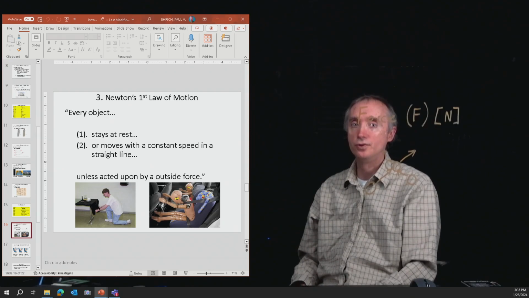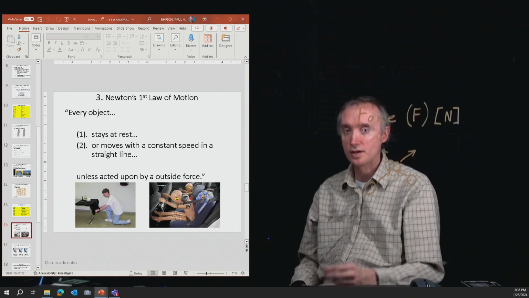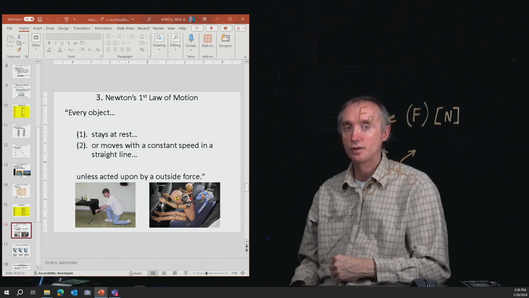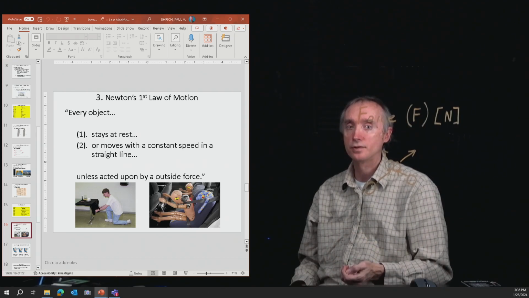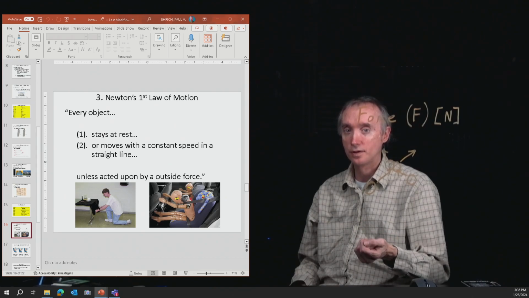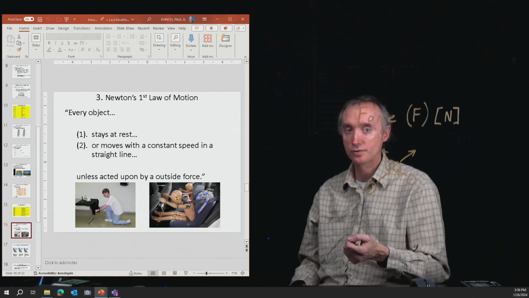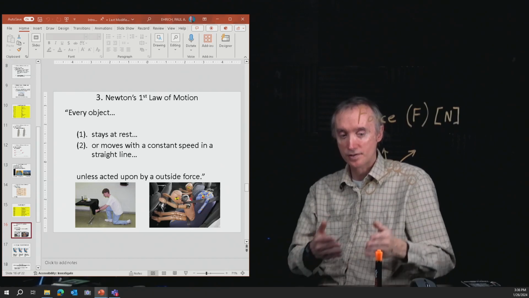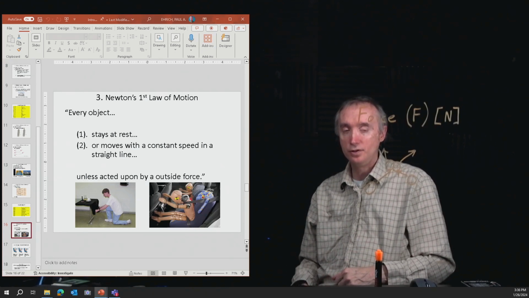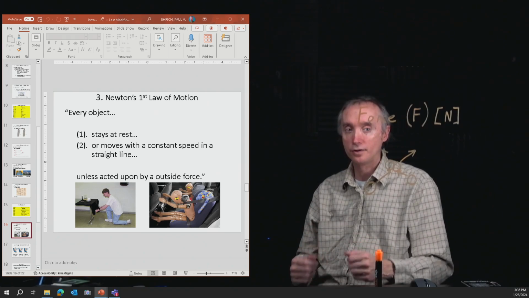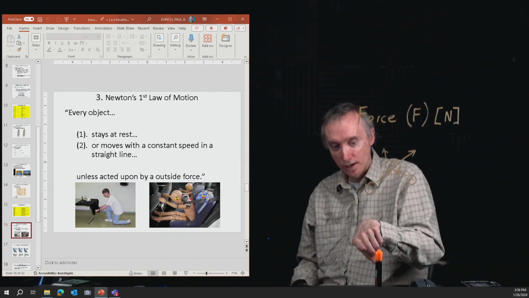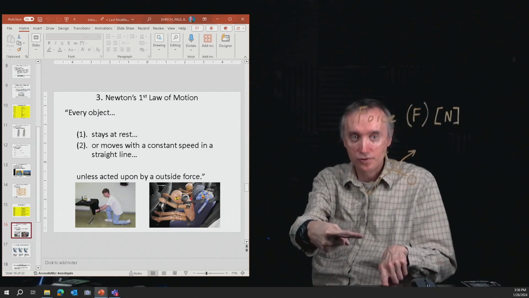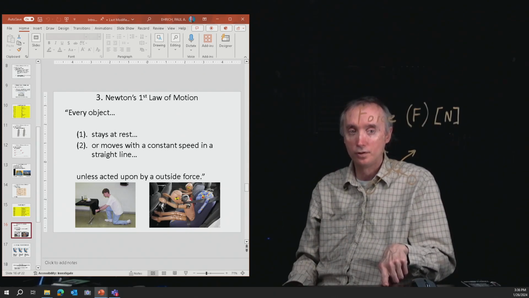Okay, now let's do Newton's first law of motion. He's got 3 laws of motion: the first law, the second law, the third law. So let's talk about Newton's first law of motion. Every object will stay at rest unless acted upon by an outside force. So if you have an object and you put it on the table, it's not moving, and it's going to continue not to move forever and ever. Unless, now if you push on it, did you see that it moved? So when you apply a force to an object, then it will do something.